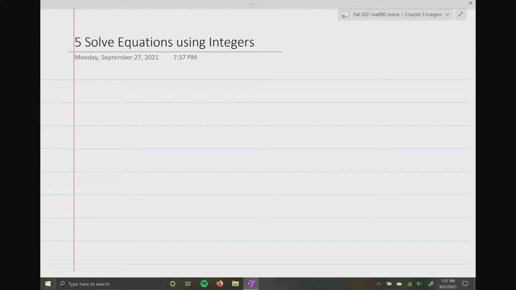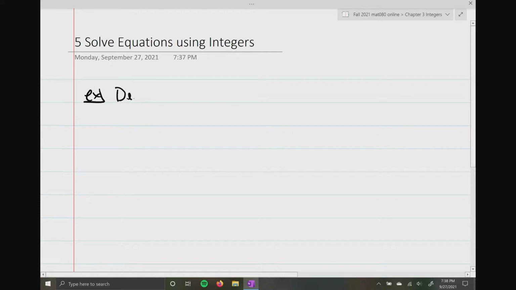Right, so here's our last video, which is solving equations using integers. More importantly, we're going to be focusing on one specific rule, which is called the division property of equality, but I'll write that later, because the first thing that I want to go over is just reviewing.